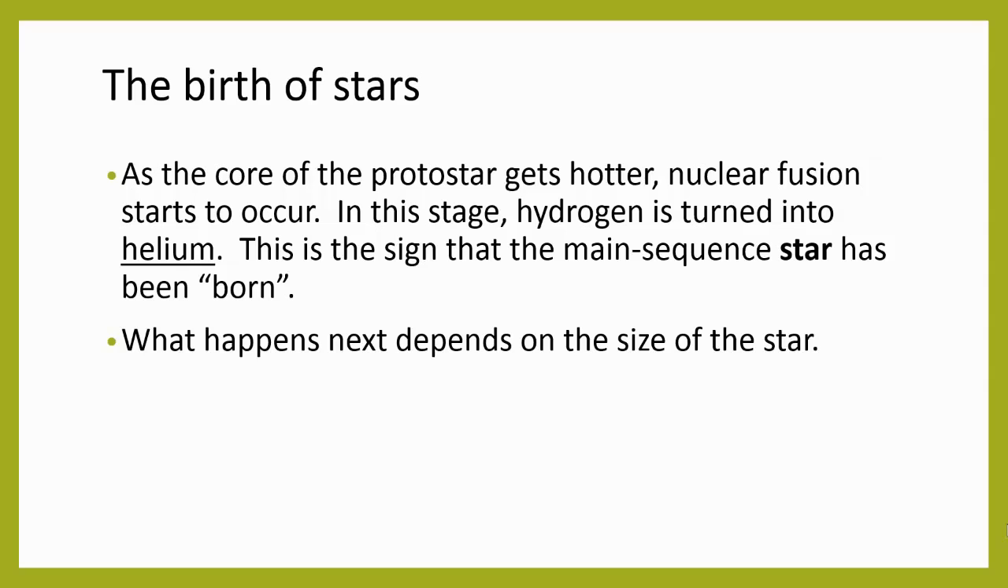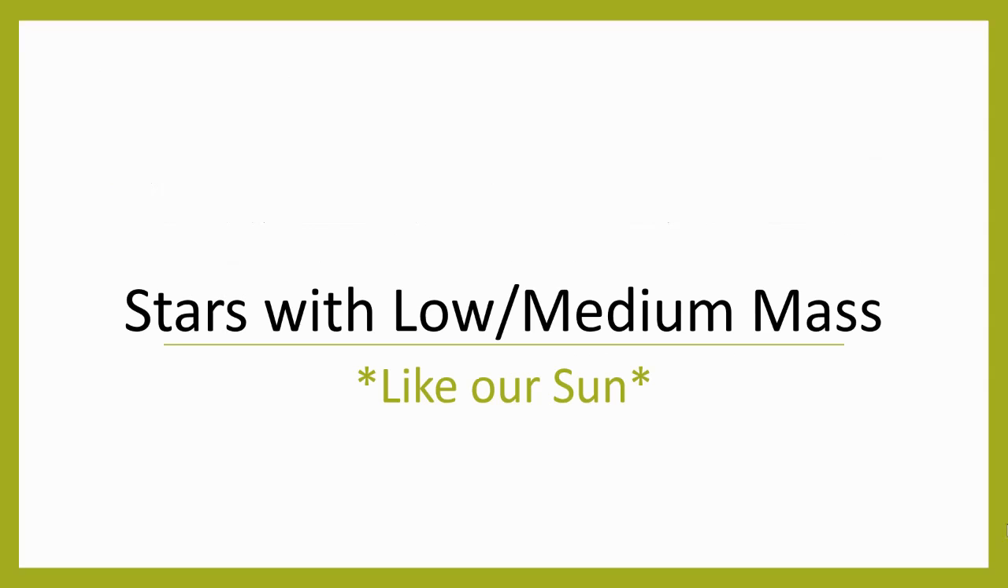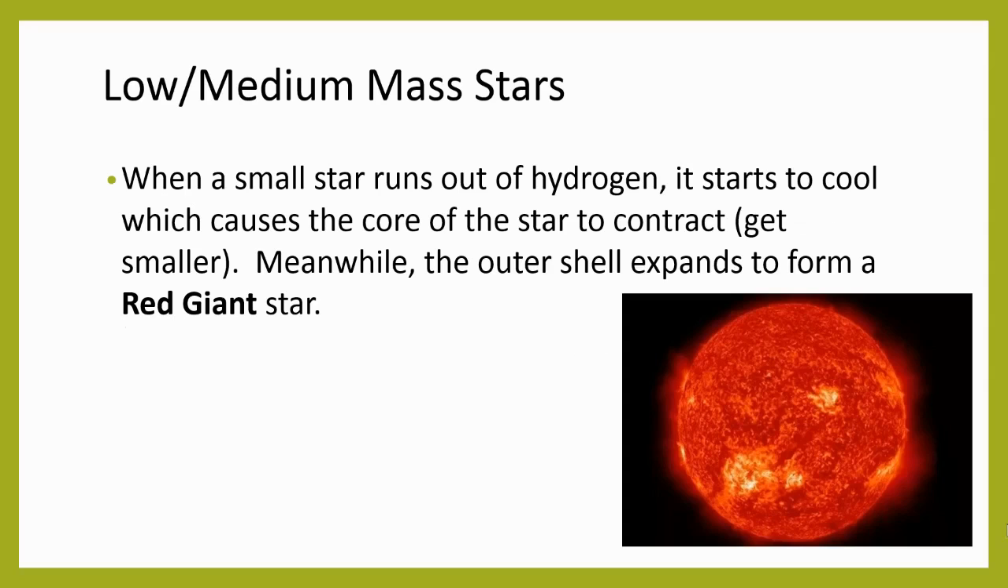From here, things change whether we have a low mass or a high mass star. For stars with low to medium mass, and this includes stars like our sun, the next stage is they hang out as a star for a while, but eventually they're going to run out of that hydrogen. They run out of that fuel. When this happens, they start to cool down. This causes the core of the star to contract upon itself and get small. When this happens, the core gets tighter, which causes it to heat up.